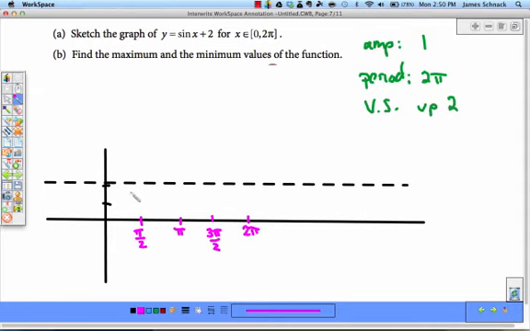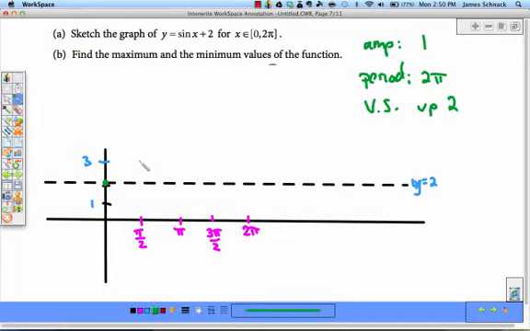And now my amplitude is going to be 1 unit. So I'm going to go up 1, that would put me at 3 from the midline, and down 1, which puts me at 1. This is the line y equals 2. And now I'm going to draw my sine curve from this line. So my sine curve starts on the midline.